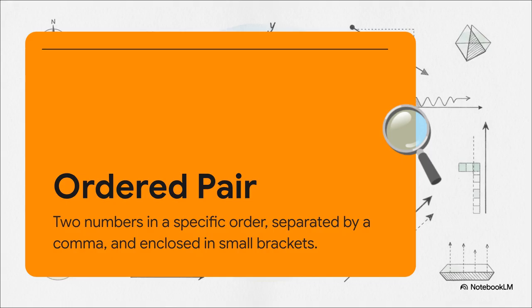The pair (5, 7) is completely different from (7, 5). It's exactly like latitude and longitude on a GPS system, right? The first number tells you one direction and the second number tells you the other.